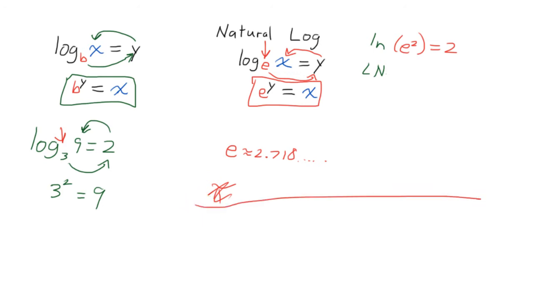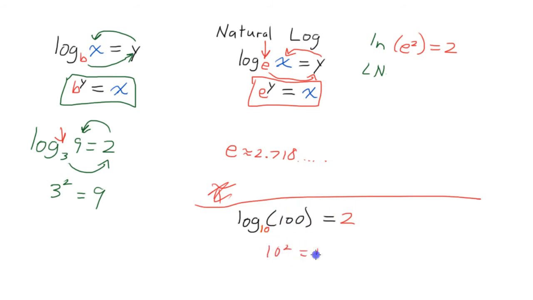Now, speaking of base 10, if you see just log, like log of 100, well, if the base is not written, you don't see anything here, it's implied that it is base 10. So if it helps you, if you see log without any base written, it's implied that it's base 10. So what would that be? Well, 10 raised to the second power would equal 100.